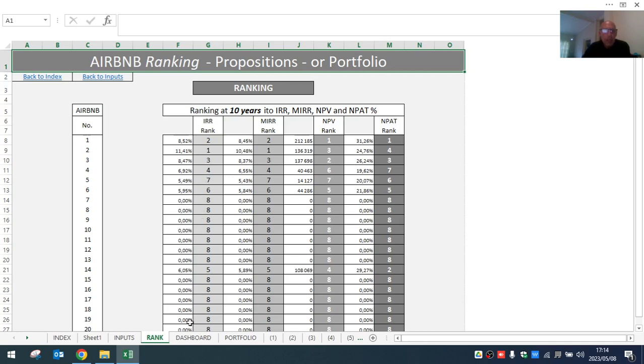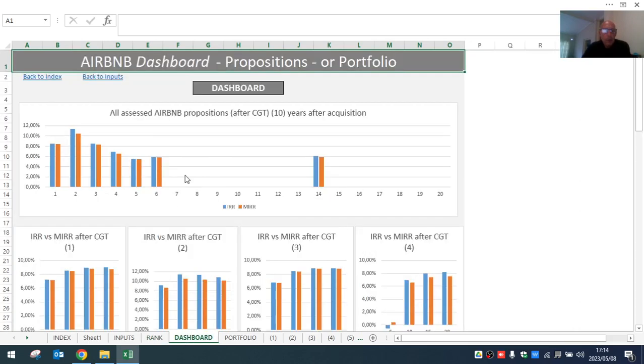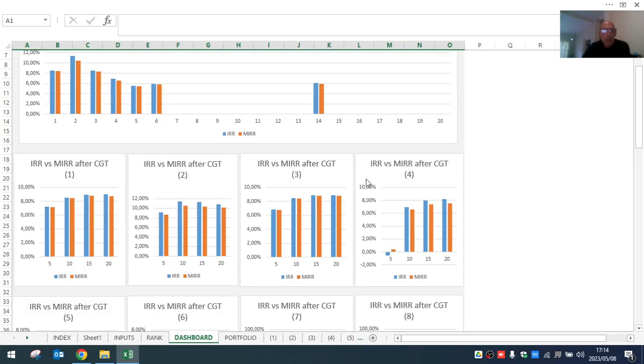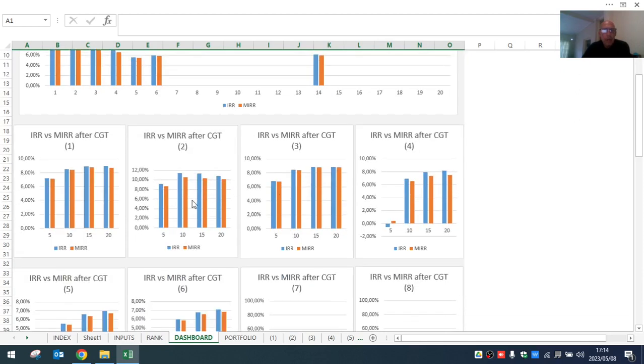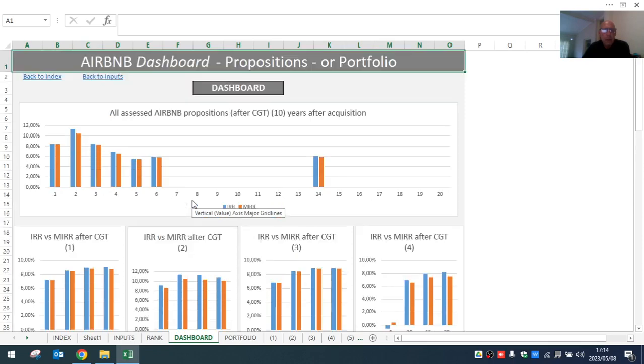currently in. You can go to the dashboard, which again is a nice visual. You can quickly see those that are outperforming and those that are underperforming. You can compare them against one another in one standard portfolio, and you can scroll down and have a look at them individually as well.